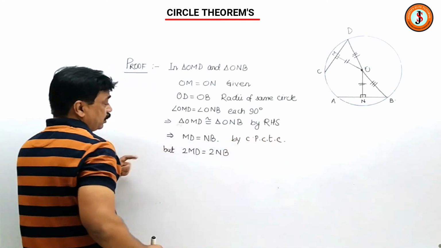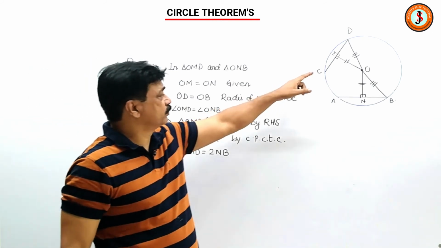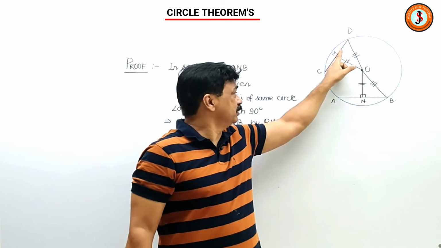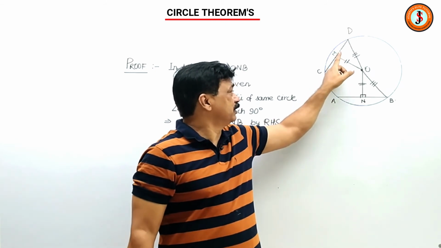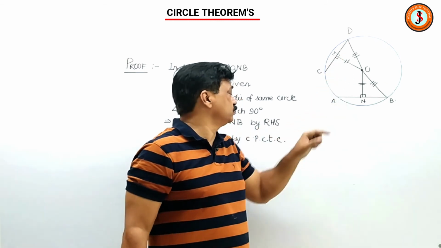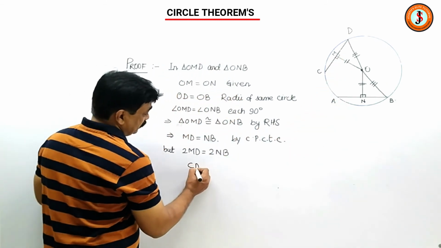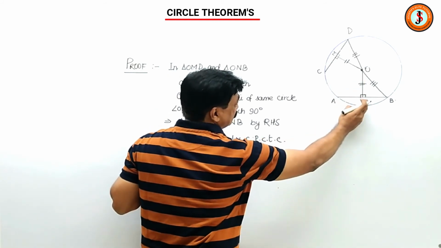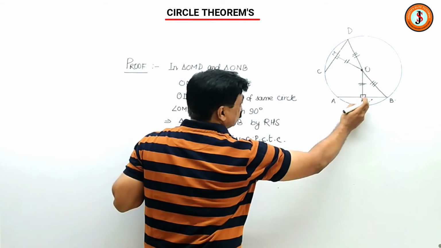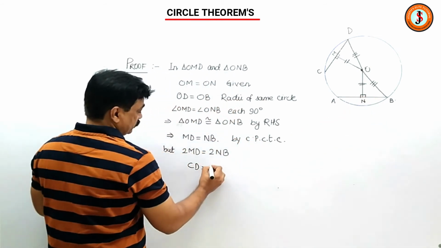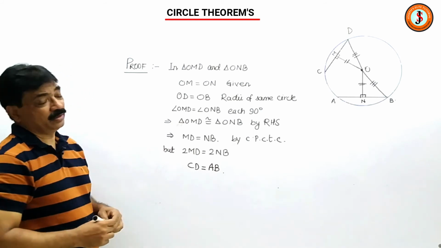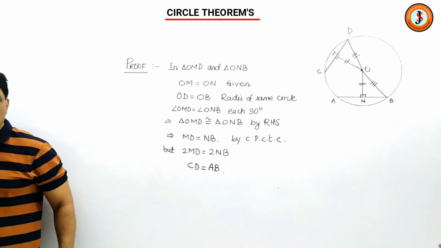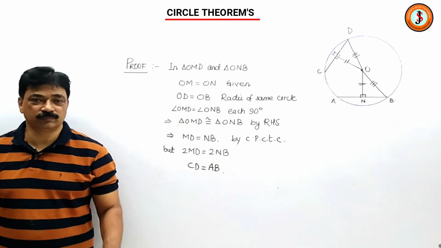Now remember, when the perpendicular is drawn, then the chord is bisected. That means MD is half of CD. In other words, twice of MD is equal to CD. So this is CD. And same way twice, because these two are equal. When the perpendicular is drawn, it bisects the chord. That means if this is X, this is X. So AB will be twice of NB. That means this theorem is also stated as equidistant chords from the center are equal.